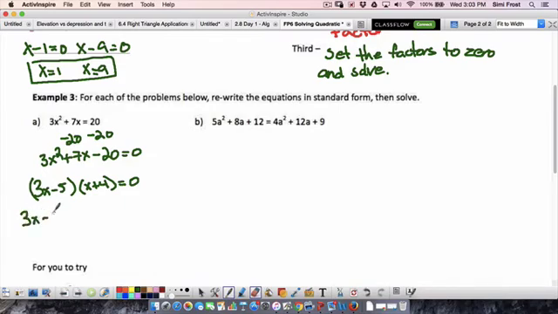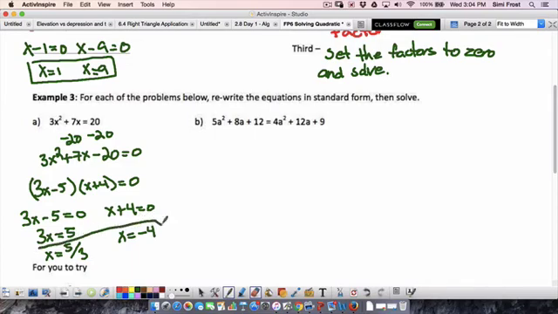This one's a little bit trickier because it's not just x and a number. We're multiplying by a number here too. And x plus 4. But we still solve the same way. I'm going to get this to the other side by adding 5, and now I have 3x equals 5, and then I'm going to divide both sides by 3, and I have x equals 5 over 3. Here, I just need to get this to the other side, so I have x equals negative 4. So my two answers here are 5/3 and negative 4.